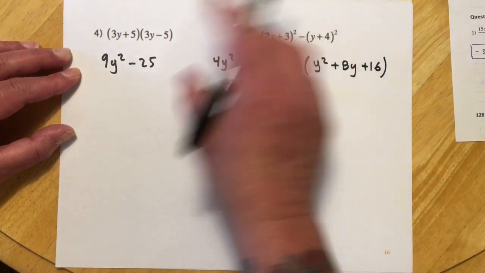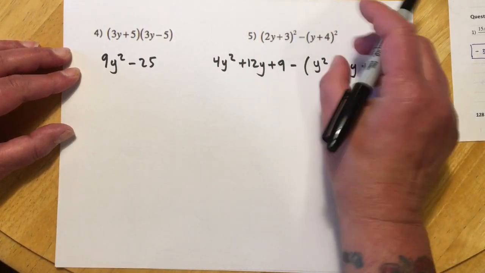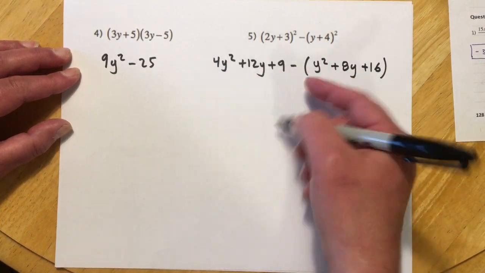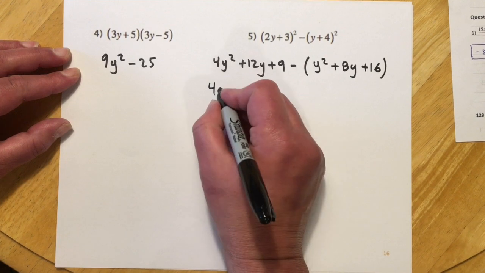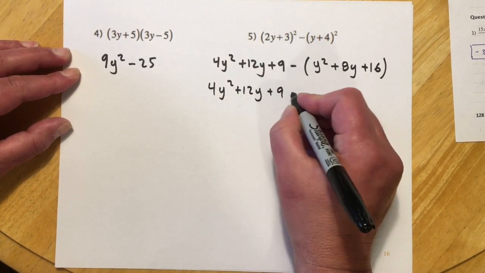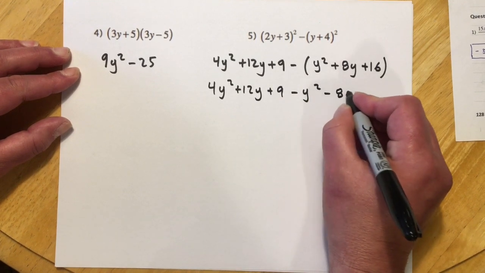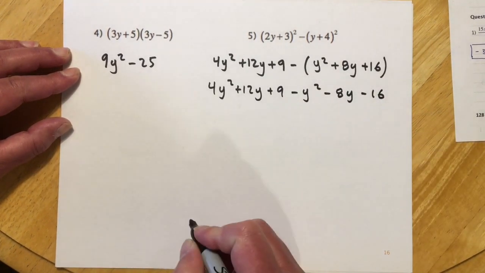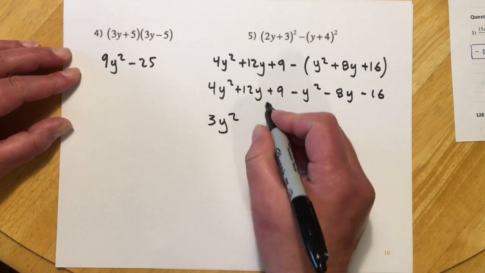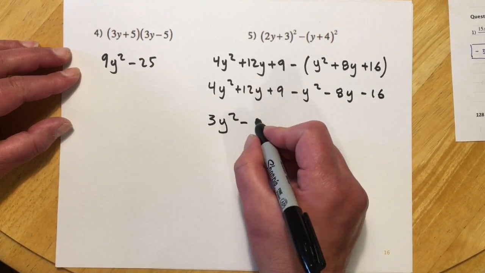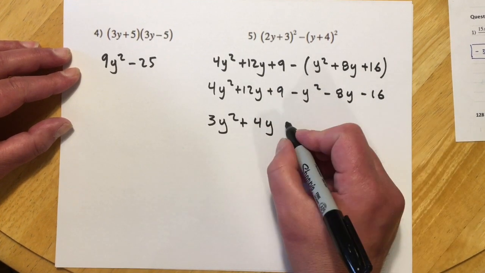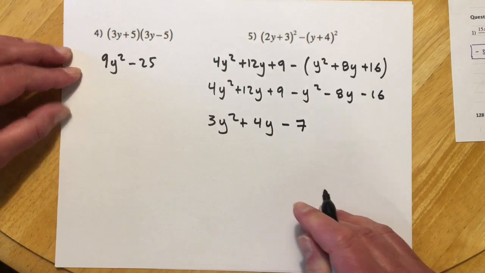And so it's really nice if you don't have to break out and FOIL all that, put it together, if you can just kind of do it in place. And then I'll go ahead and show the sign distributed, just because I think I mess people up if I don't. And then collect terms. So 4y squared minus y squared, so that's going to be a 3y squared. 12 minus 8, that's going to be plus 4y. And 9 minus 16 will be a minus 7.